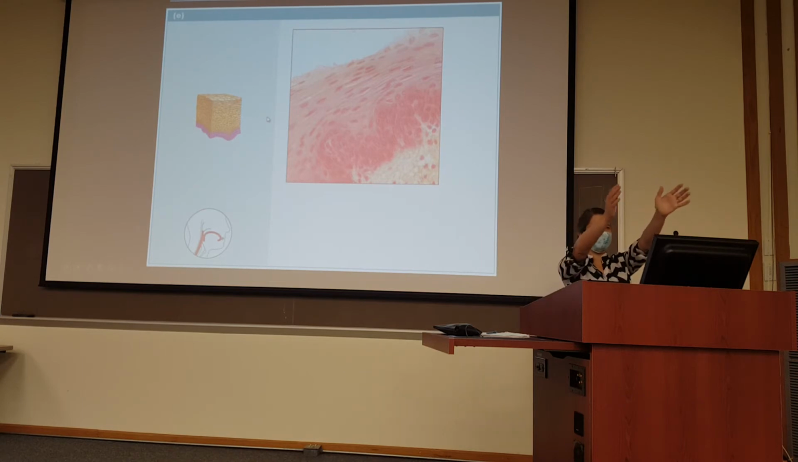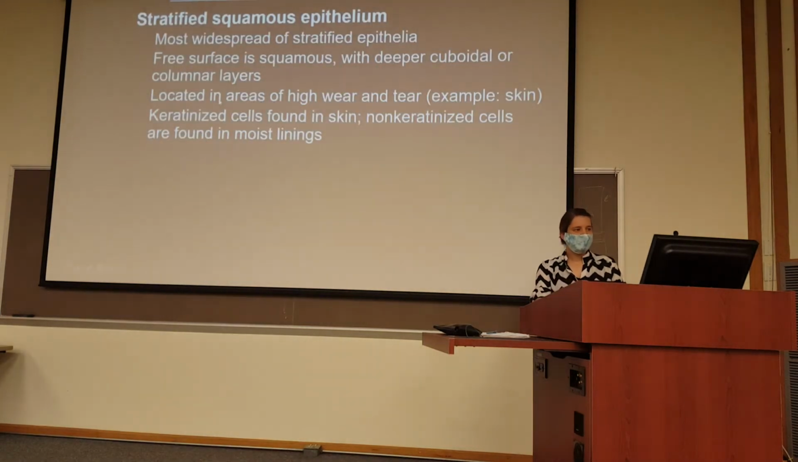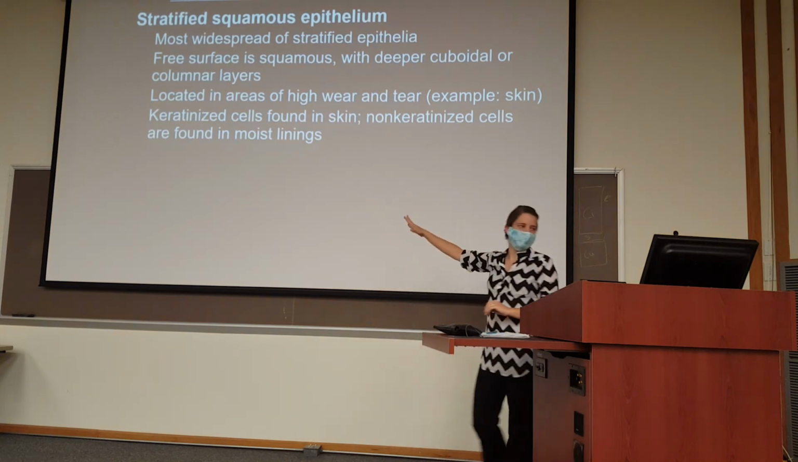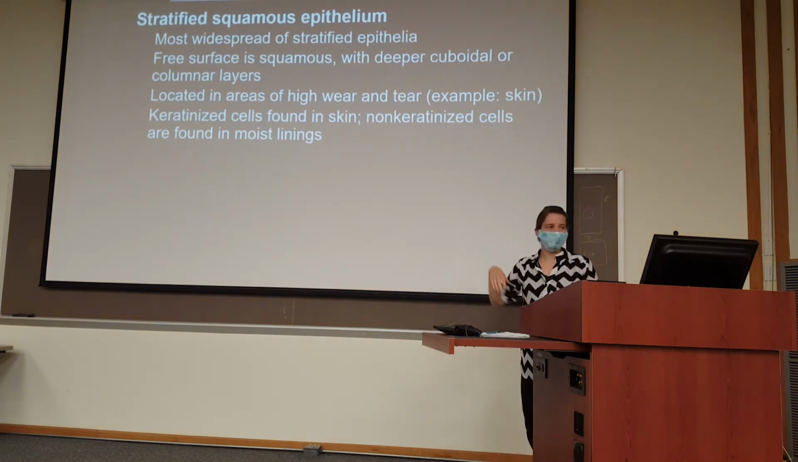Somebody from this portion of the room, simple or stratified? Stratified, yeah. Okay, somebody from this portion of the room. What's this top layer of cells look like? Squamous, yeah. So we've got stratified squamous epithelial tissue. Most common type of the stratified. It's all over the place.